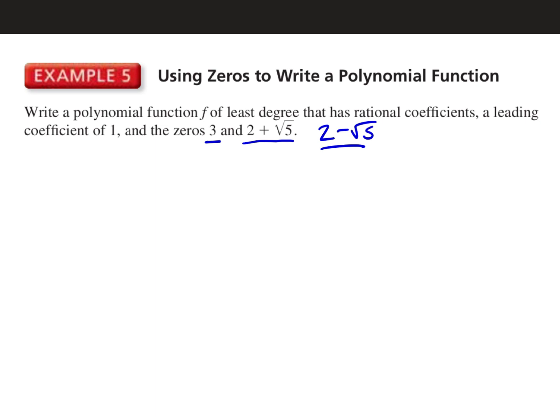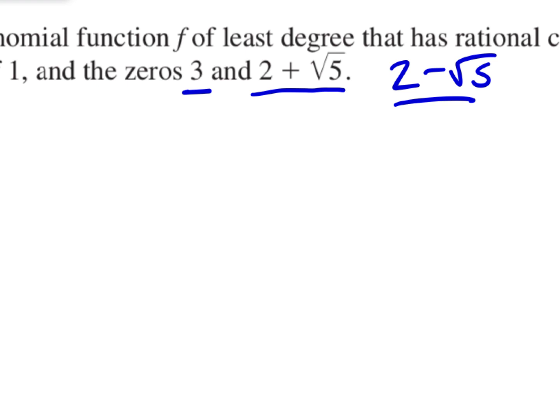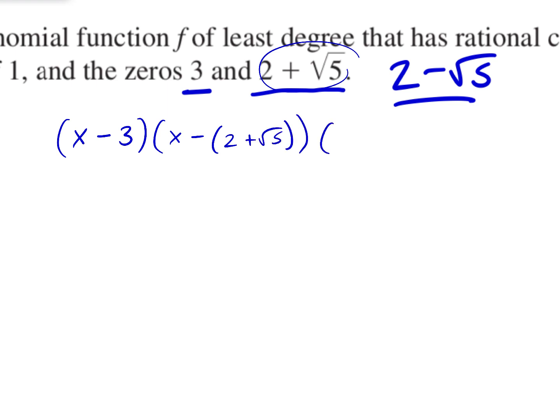So these are our 3 zeros. To work backwards, we now have to put these in factored form. So we start with x minus whatever your 0 is. So x minus 3. And then I have x minus this 0 here, so minus, and I'm going to put it in parentheses, 2 plus square root 5. And then another x minus 2 minus square root 5.